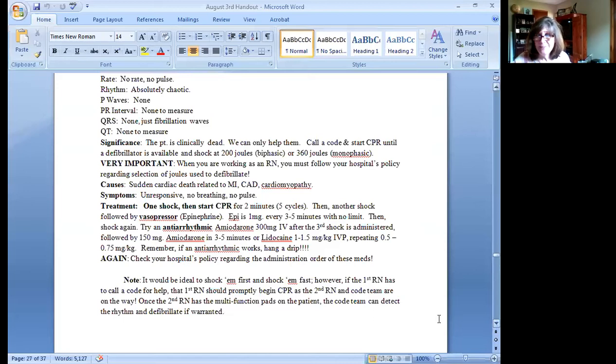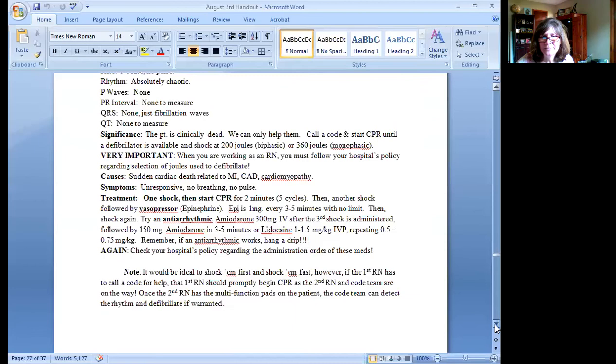Again, it would be ideal to shock them first, shock them fast, but I'm the first RN. I'm staying put, starting compressions while you bring me the code card. Then we'll defibrillate them. All right.